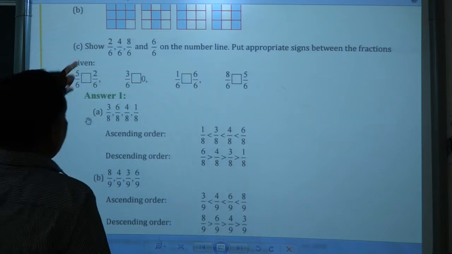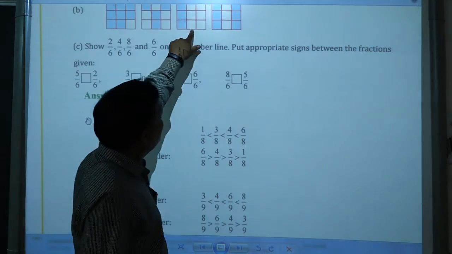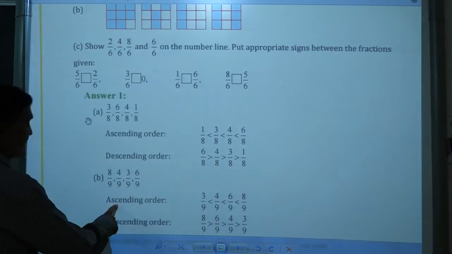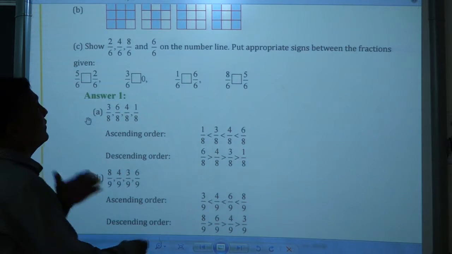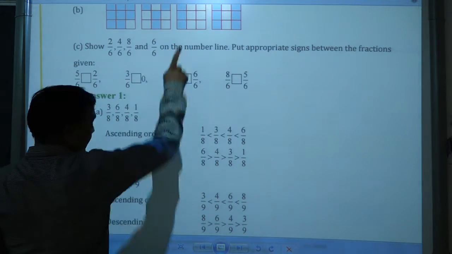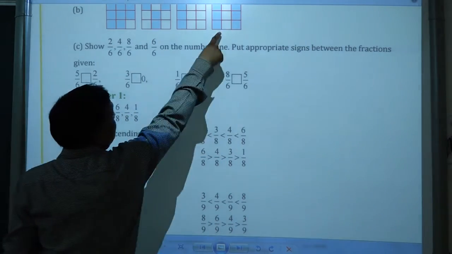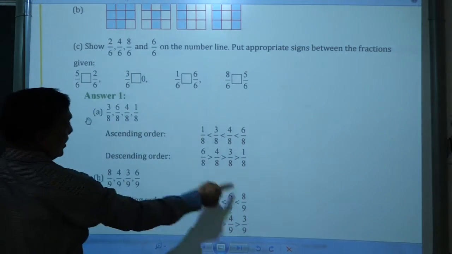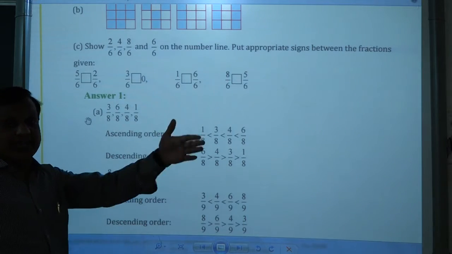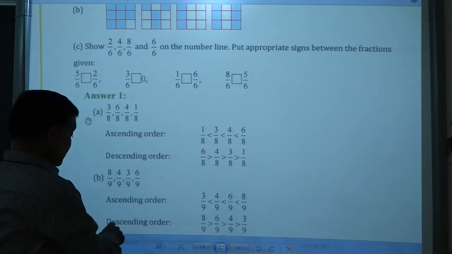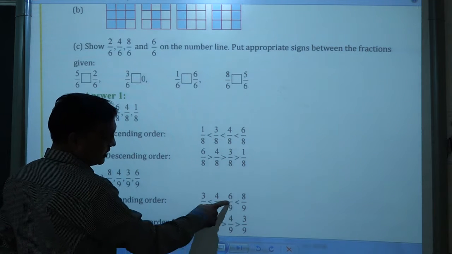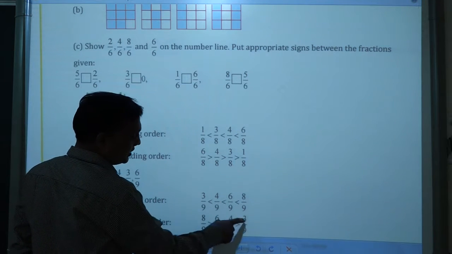So if you write this in ascending and descending order, the first ones are 8 upon 9, 4 upon 9, 3 upon 9, 6 upon 9. In ascending order, the smaller one first. Which is the smallest? 3 upon 9, next 4 upon 9, next 6 upon 9, next 8 upon 9. It is ascending order, smaller to bigger. Now you have to go bigger to smaller. Descending order: 8 upon 9, 6 upon 9, 4 upon 9, 3 upon 9.